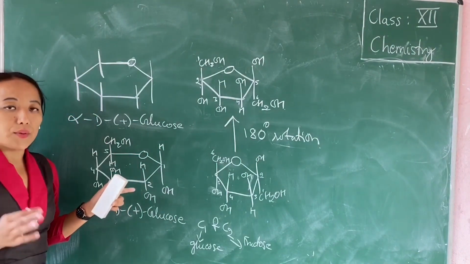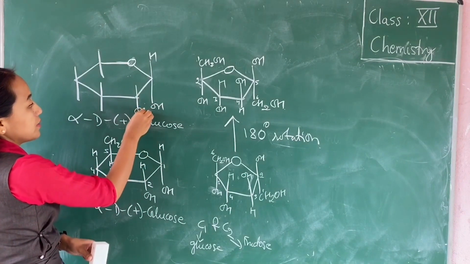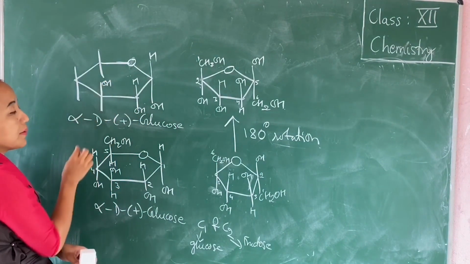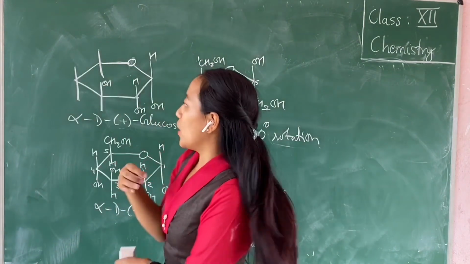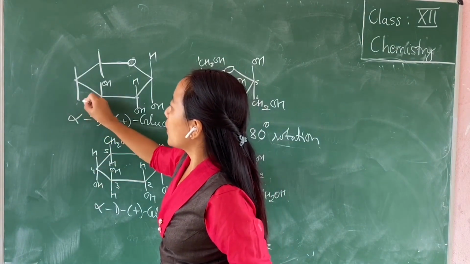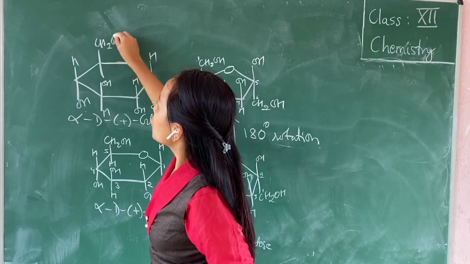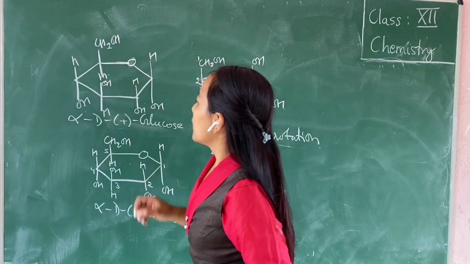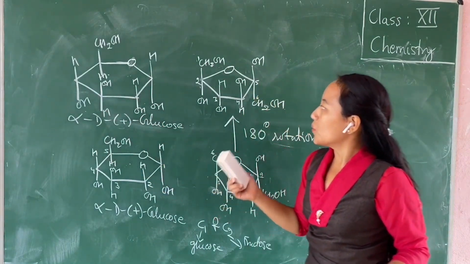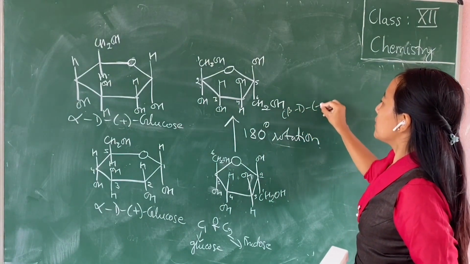Now alpha means again OH on the right, therefore it comes at the bottom. H, second carbon atom, is OH on the right, OH on the left, therefore it comes at the top on the first carbon atom, and then you have your hydrogen. And here the fourth carbon atom, OH on the right, therefore bottom, H, CH2OH, and then hydrogen atom. Now this is the structure of alpha D plus glucose, and this is the structure of beta D minus fructose.